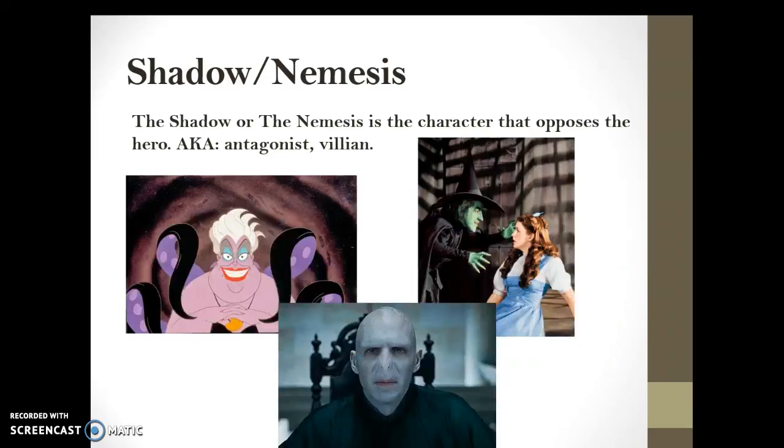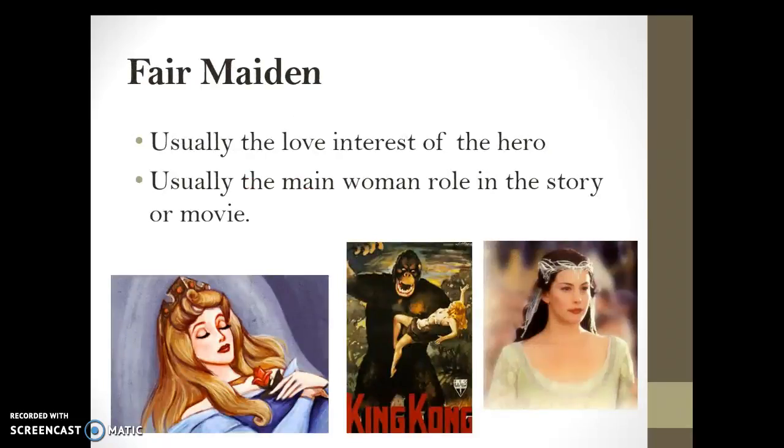The shadow or nemesis is the character that opposes the hero. This is your antagonist, but specifically these are the bad guys. These are the Lord Voldemorts, the Ursulas, the Wicked Witches. The fair maiden is usually the love interest of the hero, and she's usually the main woman role in the story. Yes, it's sexist, but throughout history, fair maidens have been typically women.